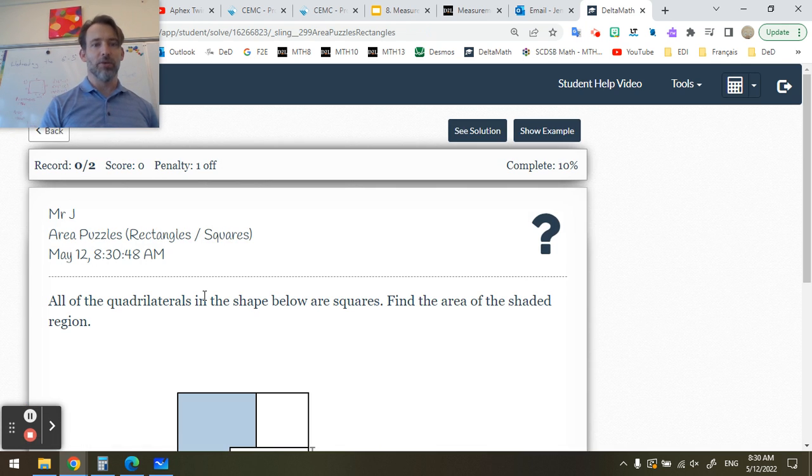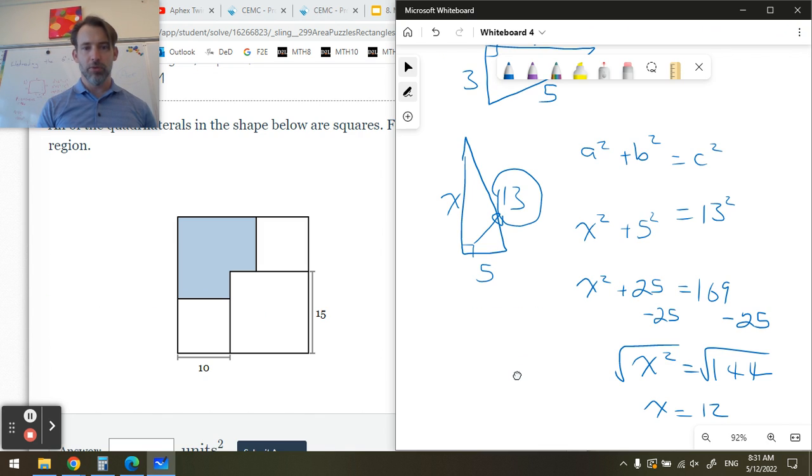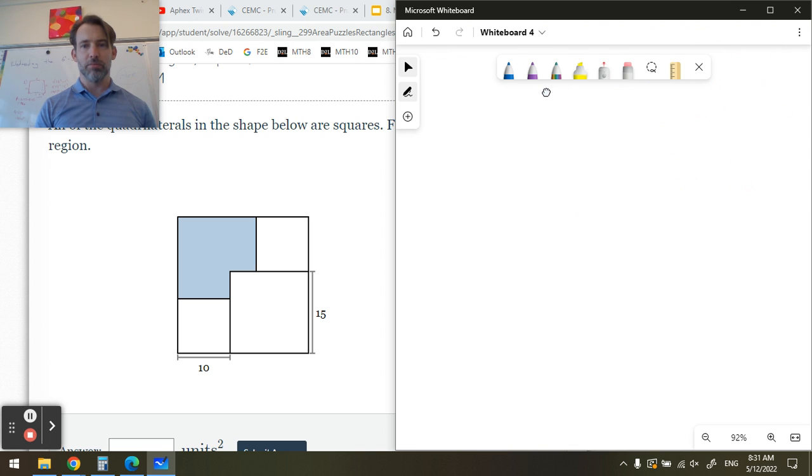Okay, so we're told here that all of these are squares, and we want to find the area of the shaded region. Okay, what area is shaded there? Oh, that's kind of interesting. So how are we going to approach a question like this? Let's see. So what I would do is make a diagram and then figure out some of my unknowns.